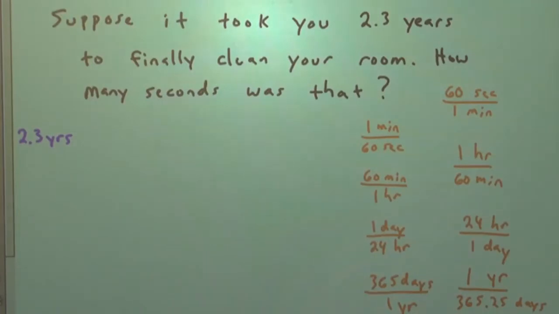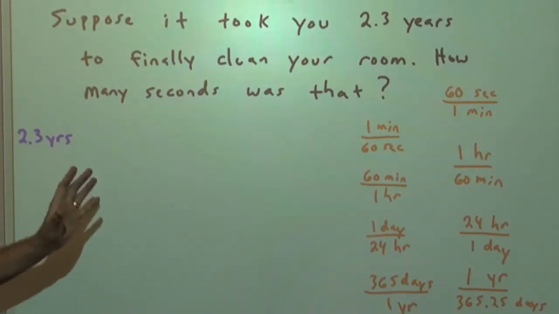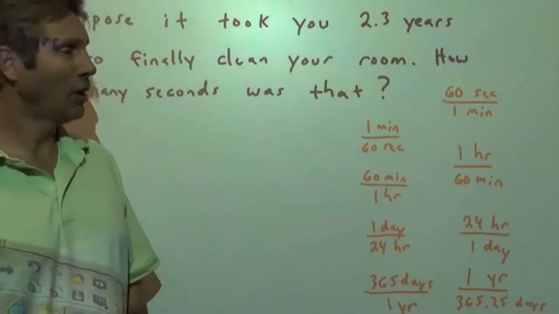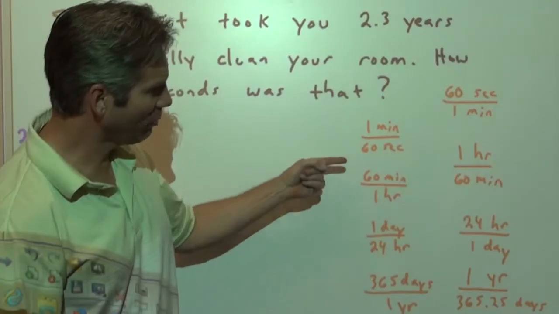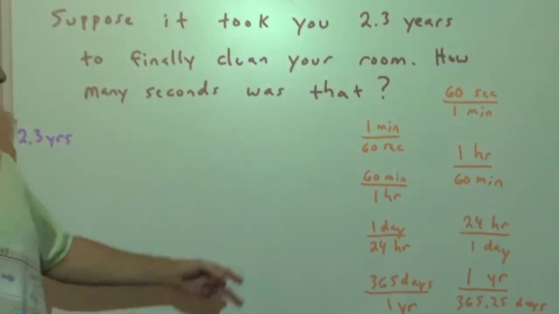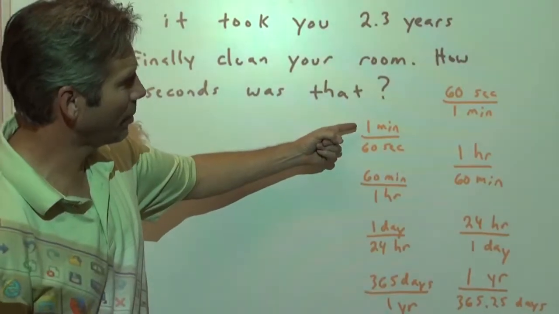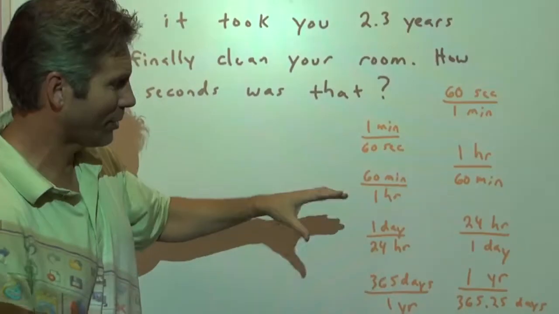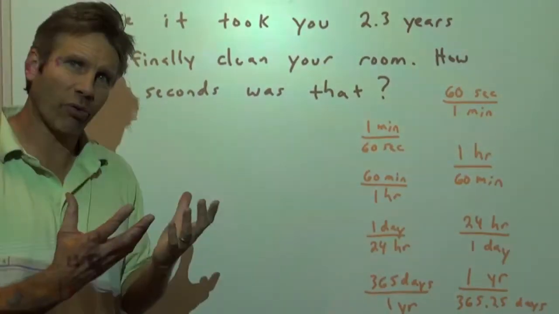How many seconds was that? Well, here we go. We have 2.3 years and we have to change it to seconds. So we need some conversions. Do you recognize that every one of these fractions, theoretically, would be worth 1? Because the numerator is the same amount of time as the denominator. 60 minutes is 1 hour, so technically, that's worth 1.